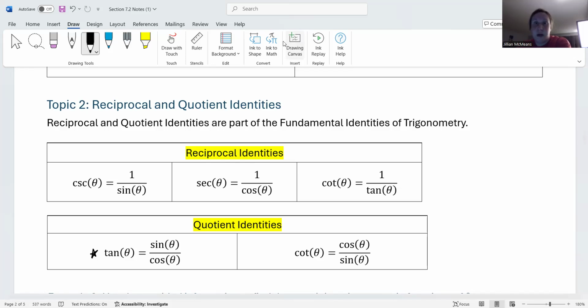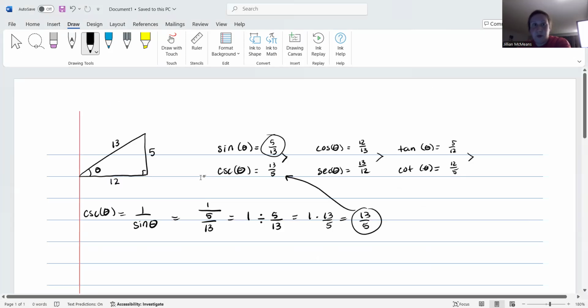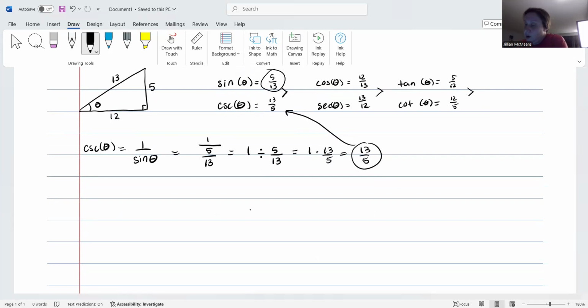So I'll just prove one of them. I don't really have time to do both. Okay, so we have this same triangle. If you've labeled theta, we have the adjacent side is 12, the opposite side is 5, and the hypotenuse is 13. So we're saying, well, tangent of theta is equal to sine of theta divided by cosine of theta.